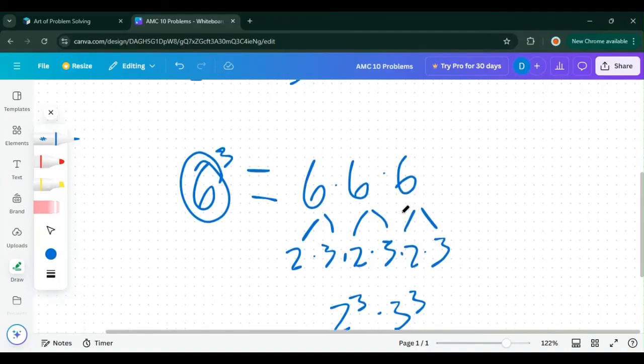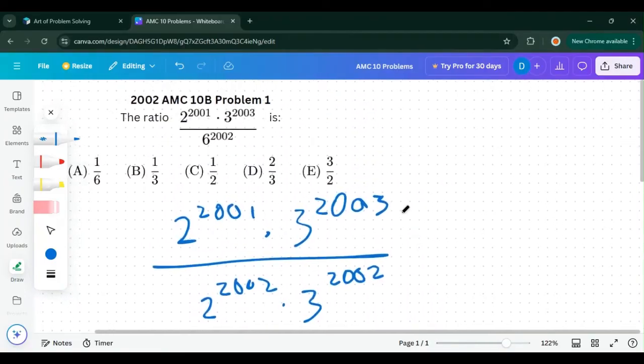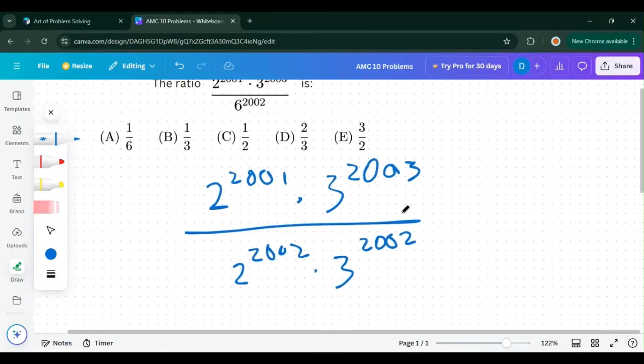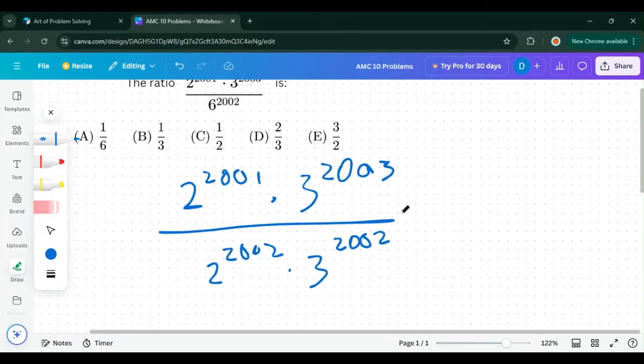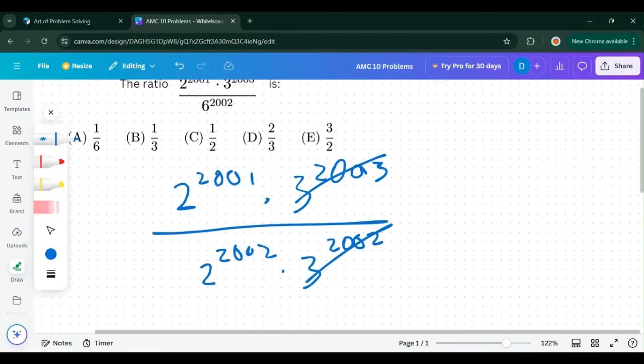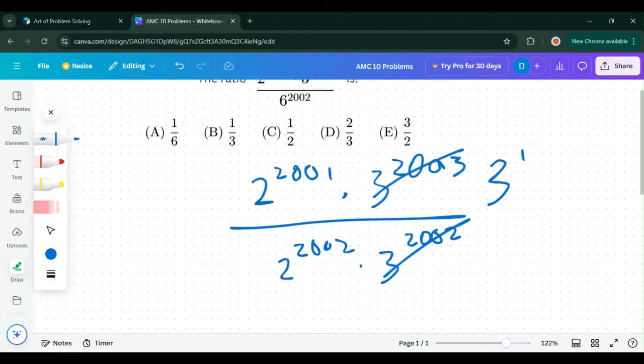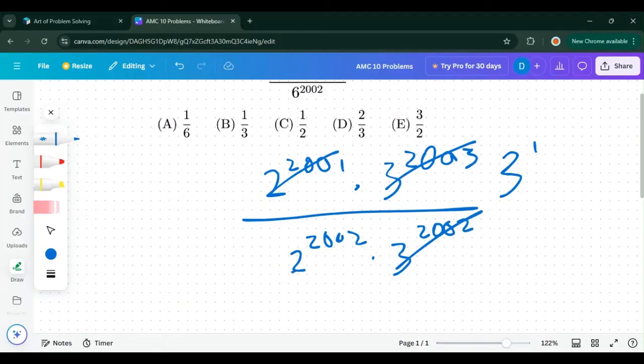Okay, so to answer the question, since we already know how this equation works, we can simplify. So we can simplify 3 to the power of 2003 and 3 to the power of 2002. We can cross it out, and we have 3 to the power of 1 left in the numerator. I'm just writing 1 up there because it's more of a visual representation. And we can eliminate 2 to the power of 2001 with the other 2 to the power of 2002, and we leave 2 in the denominator.